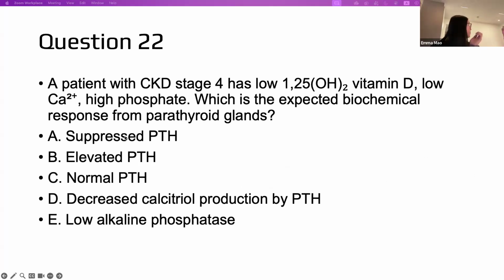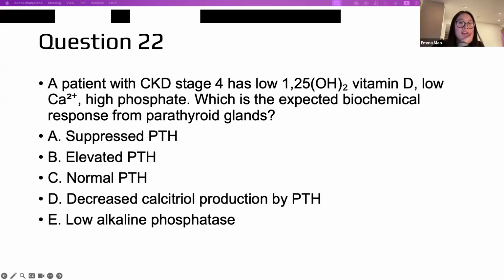And then we have a patient with CKD stage 4. So he has low vitamin D, low calcium, high phosphate. What is the expected biochemical response from parathyroid glands? Yes. So this person would have secondary hyperparathyroidism due to the low calcium.